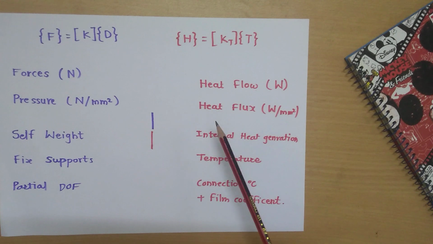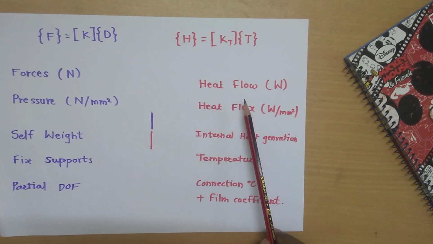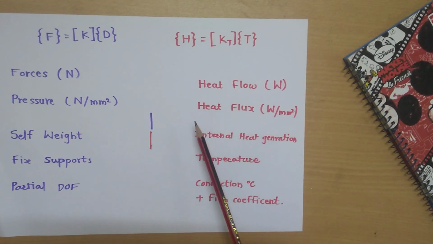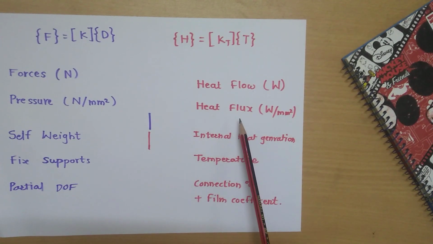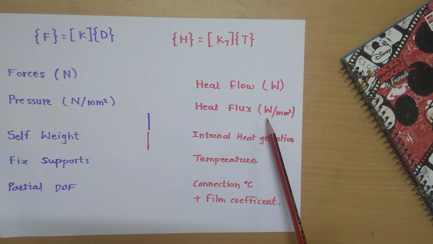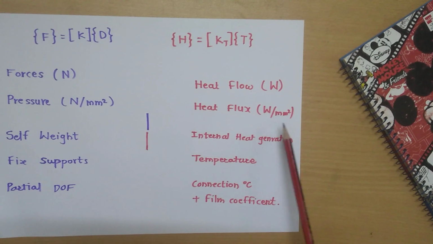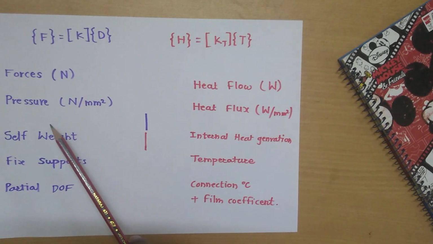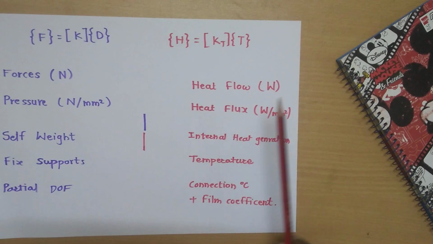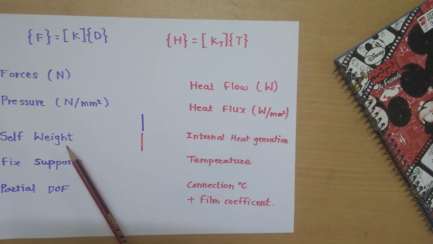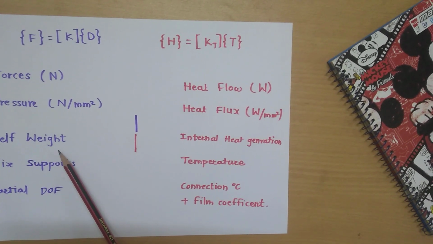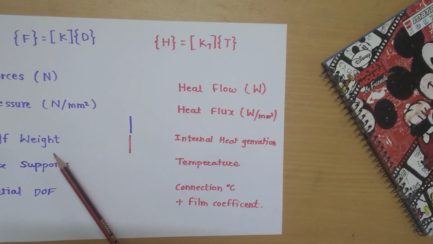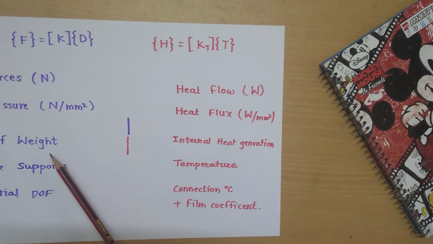In the case of thermal analysis, when heat is applied on a surface or any particular region, it comes as a heat flux. Its unit is watt per mm square. So wherever we apply pressure, we can apply heat flux in the thermal analysis. Now, sometimes structures have self weight, which we consider as a gravity force.